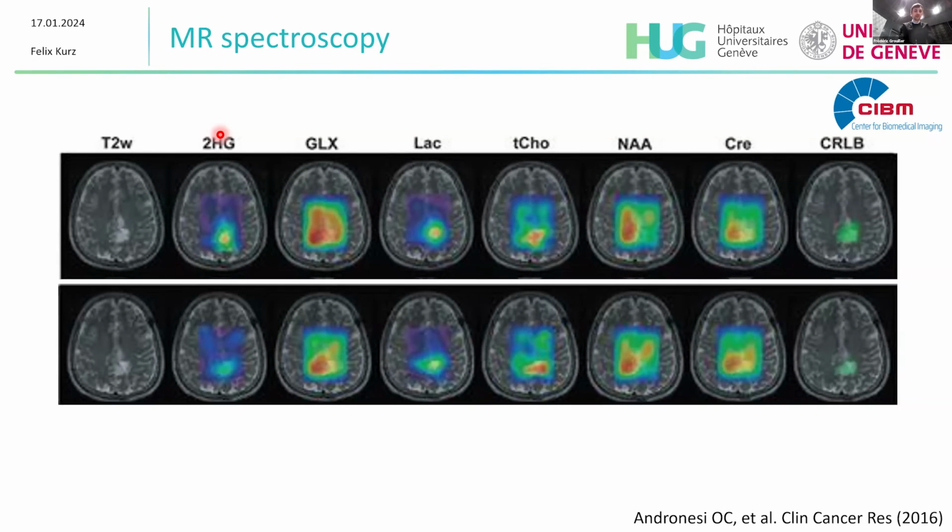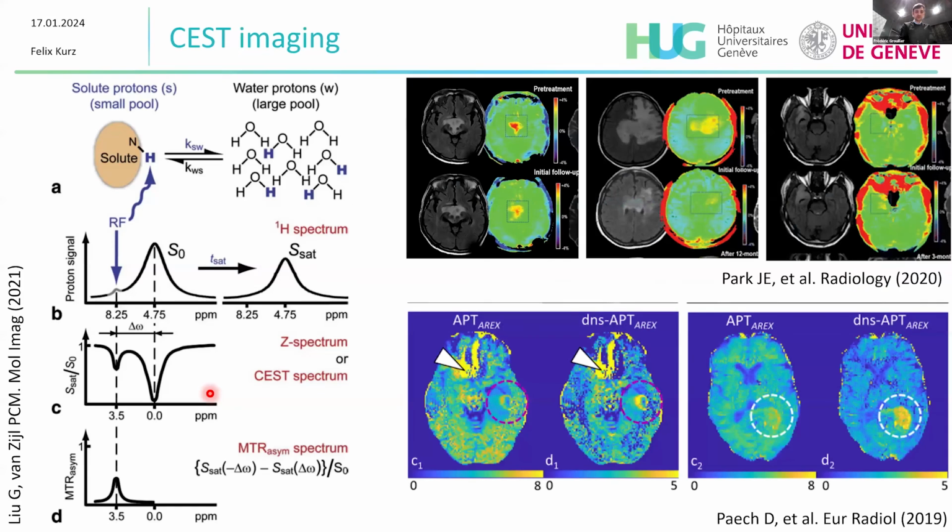When you do a full spectroscopic analysis, here before radiation therapy and here after radiation therapy, you see that the 2-HG signal goes down, whereas all the other metabolites stay more or less the same. So this is a metabolic hallmark of glioma growth, and can be used in this case for spectroscopic quantification.